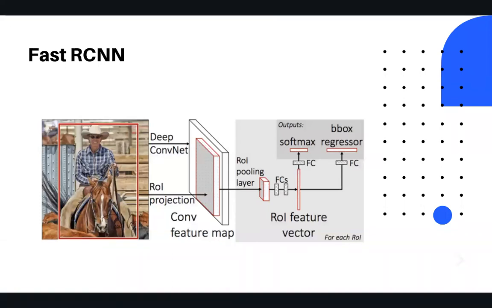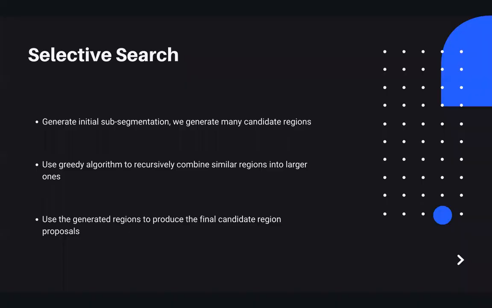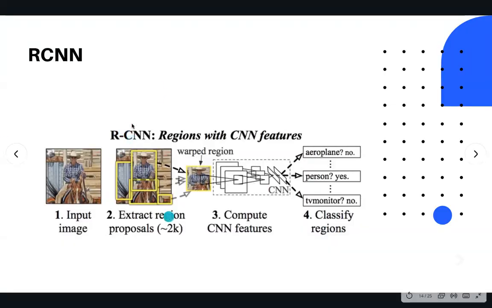The second step is fast RCNN. So the first model was called RCNN, and the same researchers decided that their idea was very slow. So they decided to make something called fast RCNN, which is another paper on how to improve only the speed of the model. The big problem was the extraction of the regions. It extracted 2,000 regions, and the algorithm itself of creating these regions was very slow.